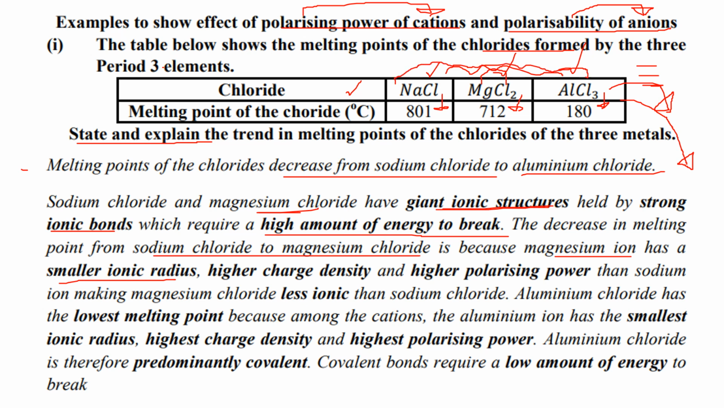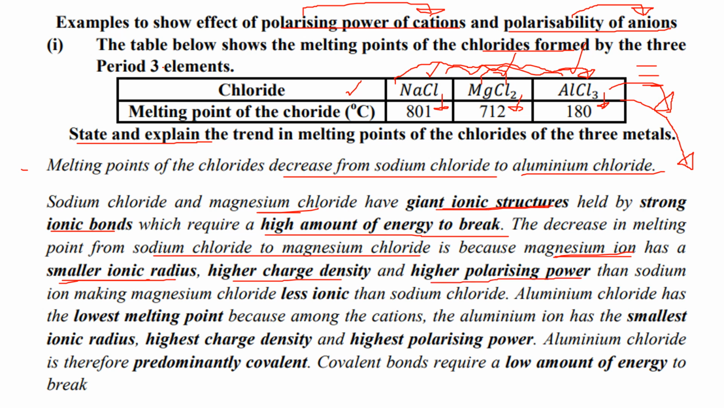And since it's a cation that is varying, that means that you're talking about polarizing power. If it was the anion which was varying, then you'll be talking about polarizability, just like I emphasized earlier on. So you're going to say that from sodium chloride to magnesium chloride, a decrease in melting point is going to be because the magnesium ion has a smaller ionic radius together with a high charge density and high polarizing power.